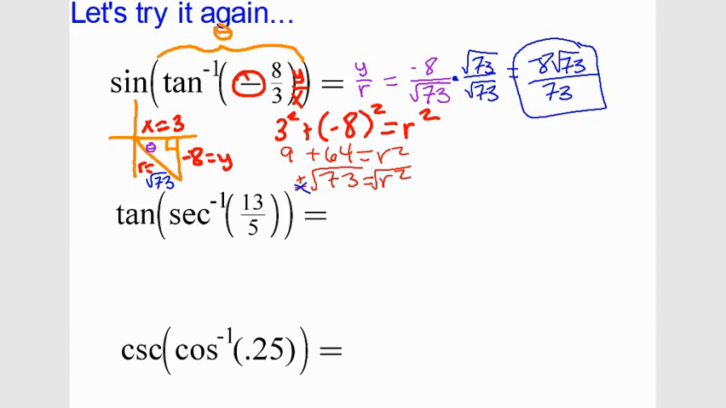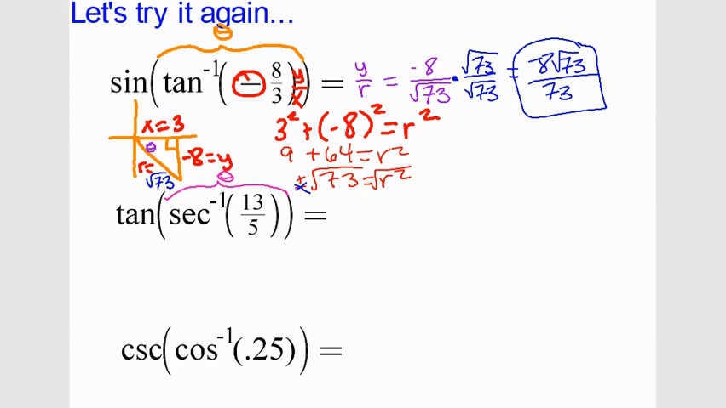Okay, let's try that again. We want the tangent of the angle whose secant is 13 over 5. Okay, so the angle whose secant is 13 over 5, that's just some angle. I can think of it as theta. That's some angle theta. And we never actually have to find the angle theta as long as we can find its tangent. So let's think about that.